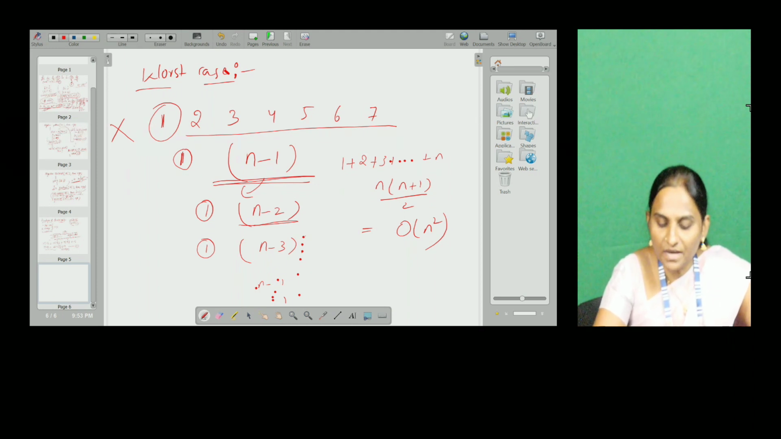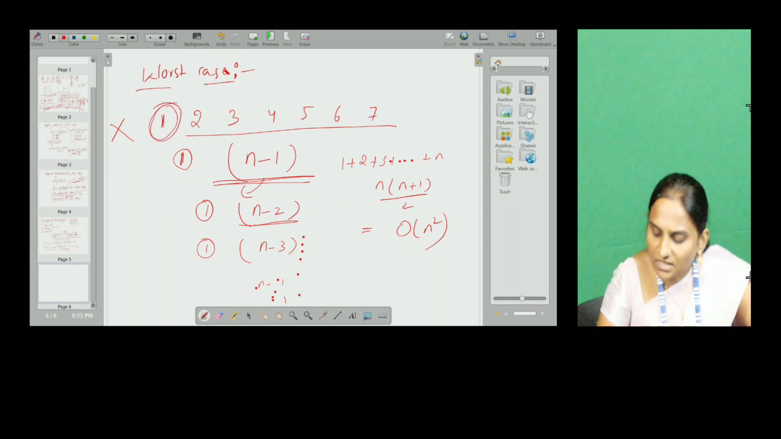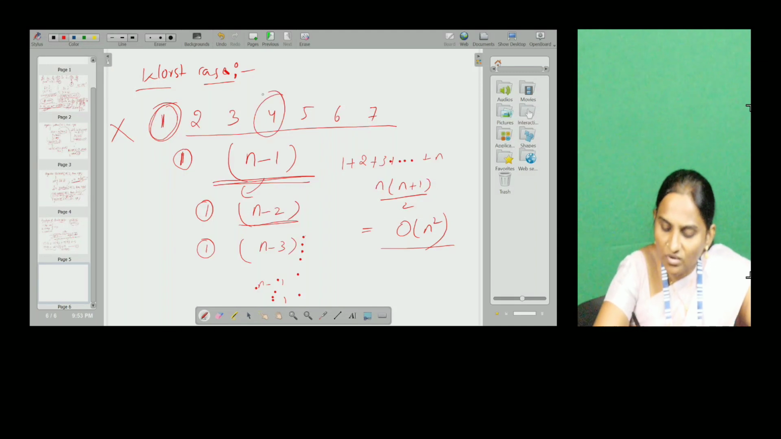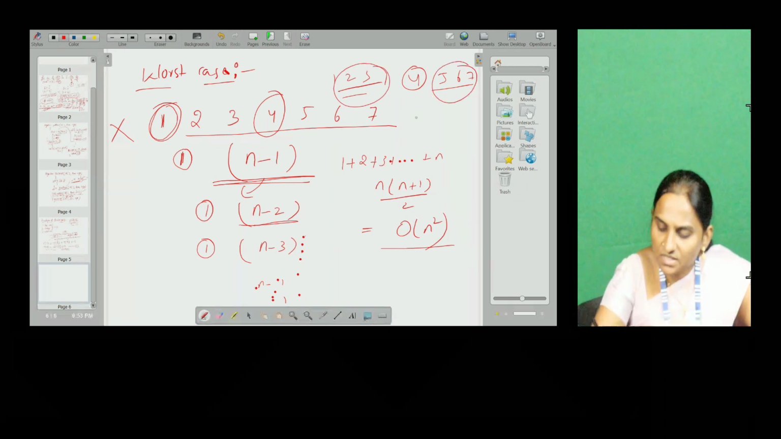But based on the pivot element, the time complexity will vary. I am taking the first element as the pivot element. Now I am getting time complexity of order of n square. For this list of elements, if I take 4 as the pivot element, then it forms two sublists again. The left sublist consists of 1, 2, 3 elements. The right sublist consists of 5, 6 elements. So we can calculate the time complexity, and then we will get order of n log n.